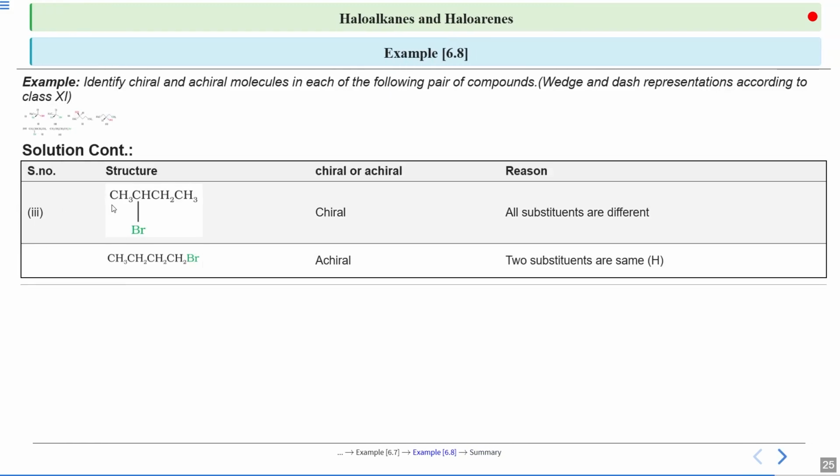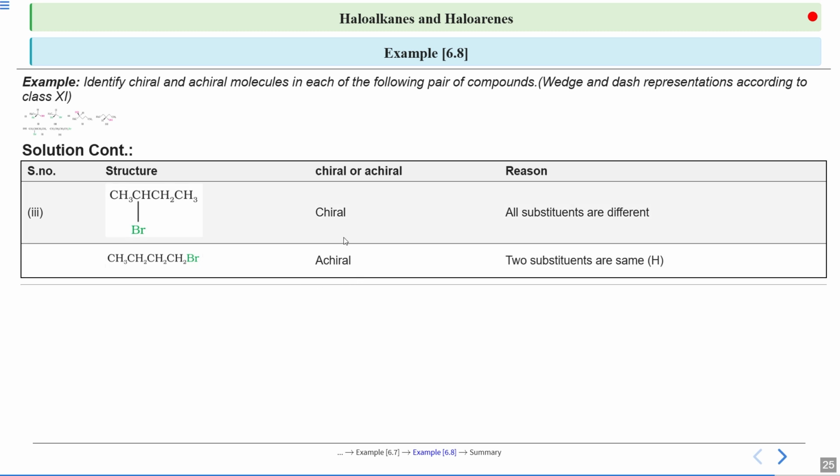Now, in the third pair, we have two different structures. The first structure is actually chiral due to the same reason that this carbon is having one hydrogen, one bromine, and this side it is attached to the ethyl group and methyl group at the other side. So this is a chiral compound or chiral molecule. All substituents are different. If you look at the second product, we have this carbon attached to bromine, two hydrogens and the propyl group. So we have two hydrogens that are same.